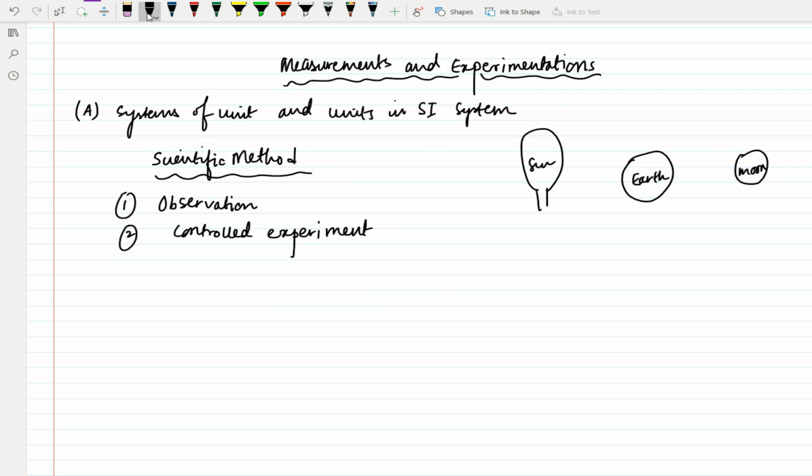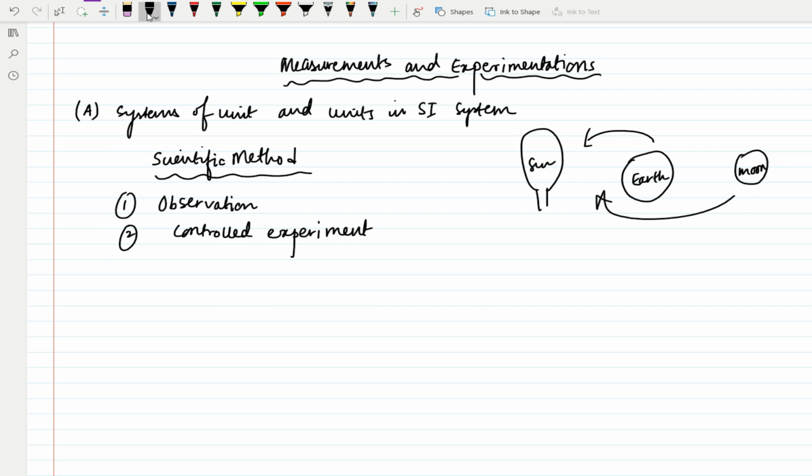and then you will do experiments, and try to put the earth, suppose over here, or the moon in between the sun and the earth. You'll try to replicate the observation which you observed in nature. You'll try to replicate that thing in the lab.